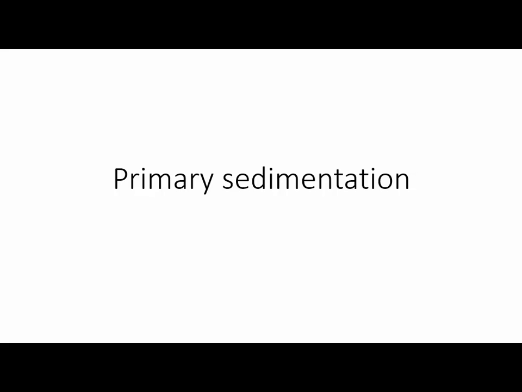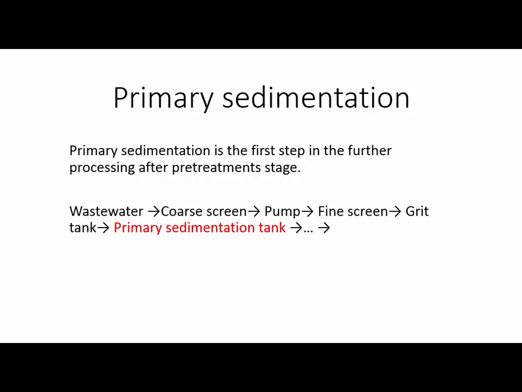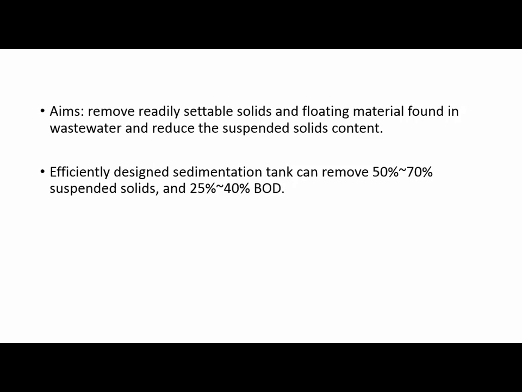Hello everyone, my topic is primary sedimentation. The primary sedimentation is the first step in the treatment process after the pre-treatment stage. So the pre-treatment stage will be the coarse screen to fine screen to grit tank. And after that, the wastewater will go to the first treatment stage, that is the primary sedimentation tank.